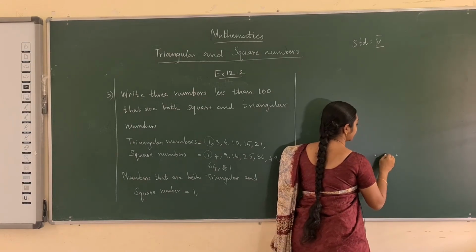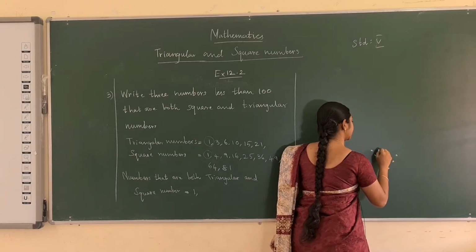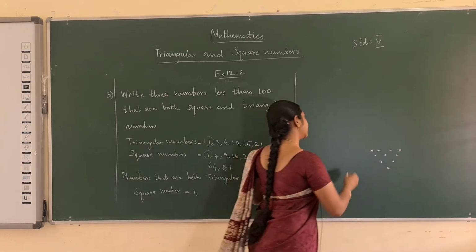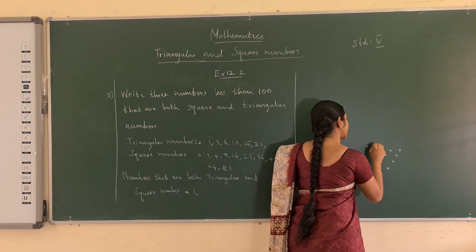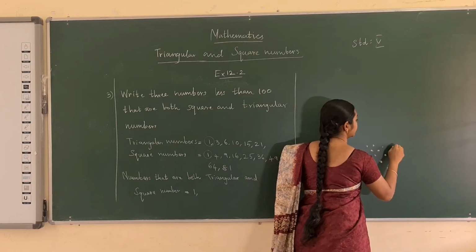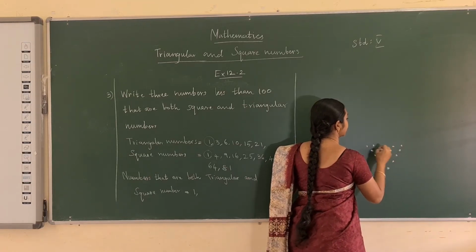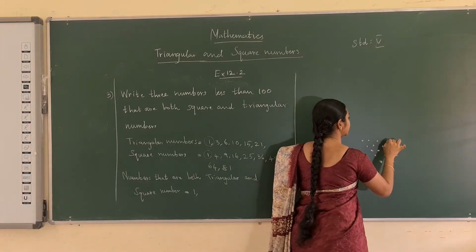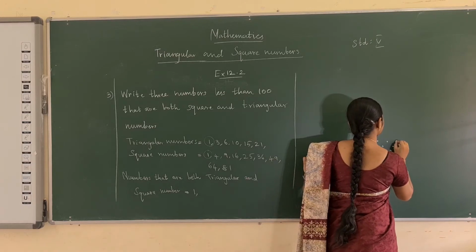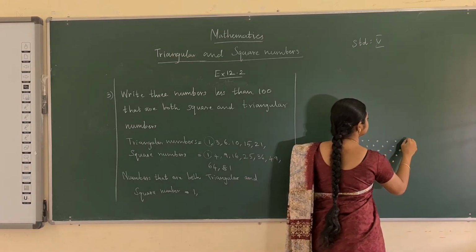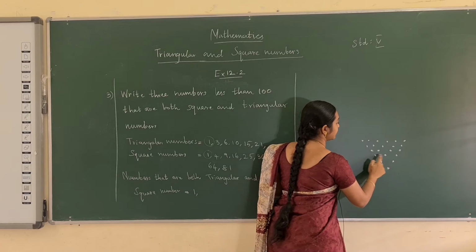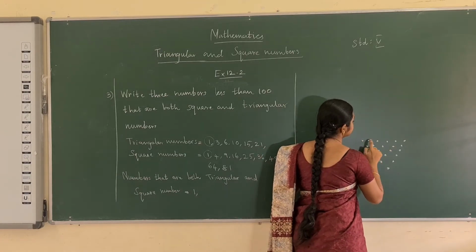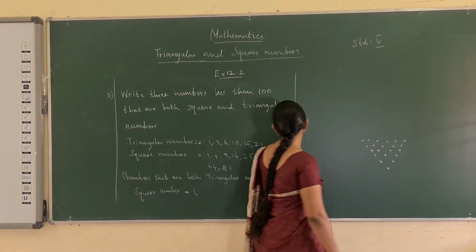One, 2, 3, 4, 5, 6, 7, 8, 9, 10. 10 is a triangular number. 11, 12, 13, 14, 15. 15 is a triangular number. Next 1, 2, 3, 4, 5, 6, 7, 8, 9, 10, up to 21. 21 is a triangular number.